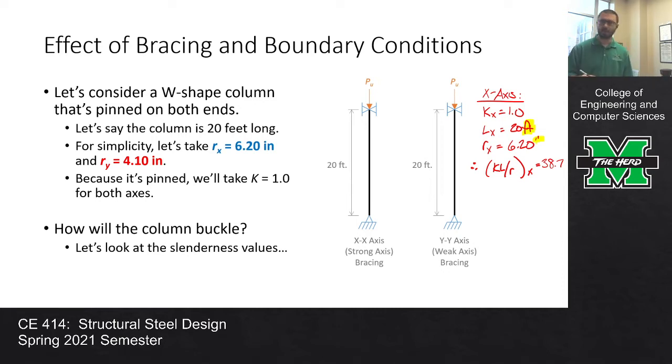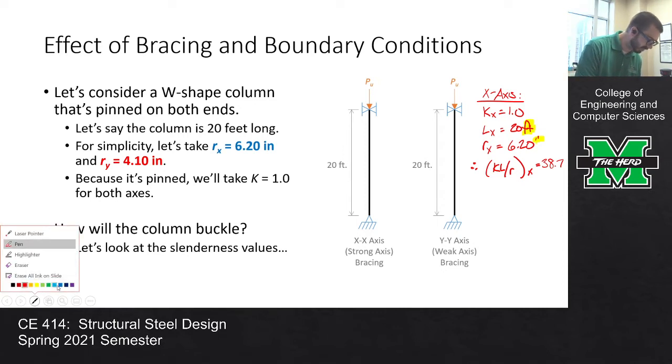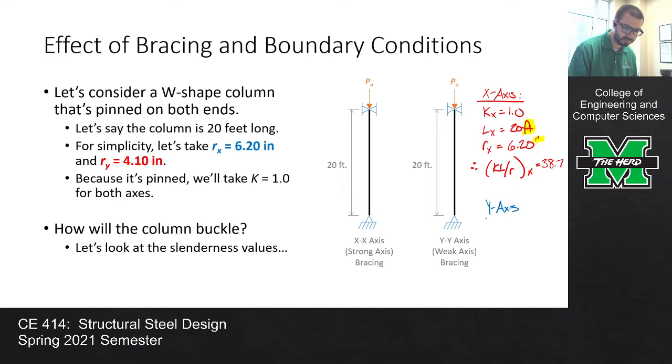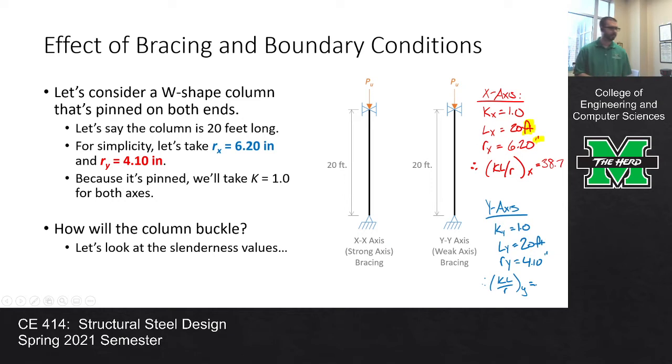Now let's do the y-axis. I wanted the values to have a little bit of decimals to it, and you'll understand why. So let's talk about the y-axis. So K is 1, L is 20 feet. But R, oh, sorry, here I am. I'm doing X's. What are we getting for KL over R? Okay. Those values look correct to me.